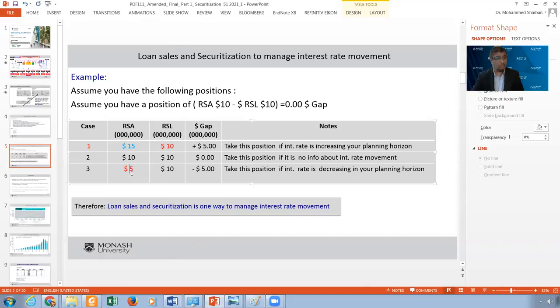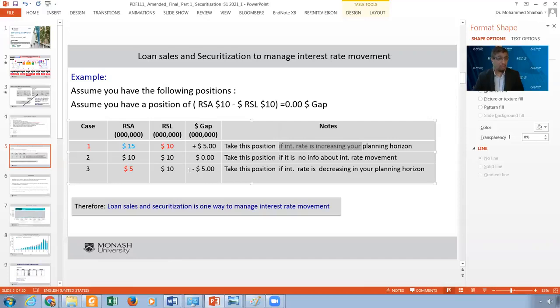If the interest rate is going down, which is what I will do now, I will buy 5 of loans, and now my assets will be 15, my liabilities will be 10, then I will be 5 plus, and that will be a perfect position for me if the interest rate is increasing.